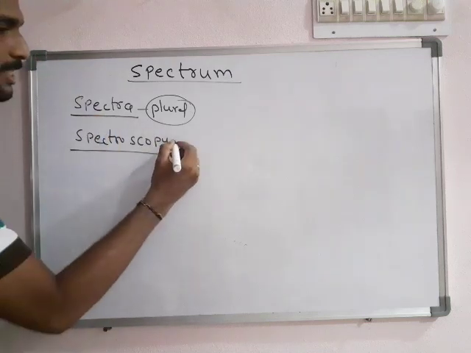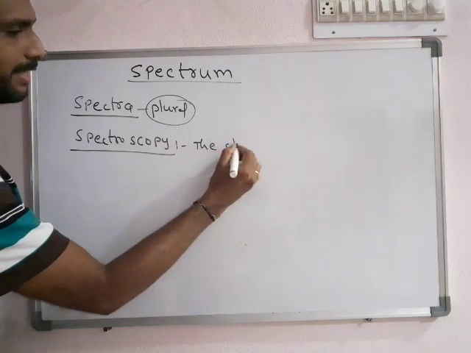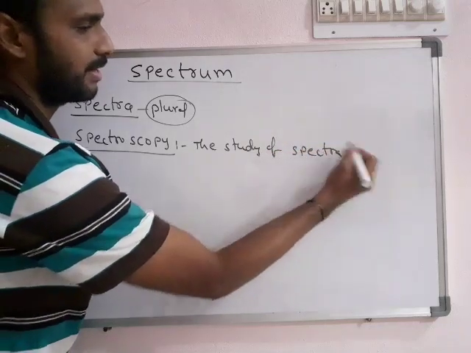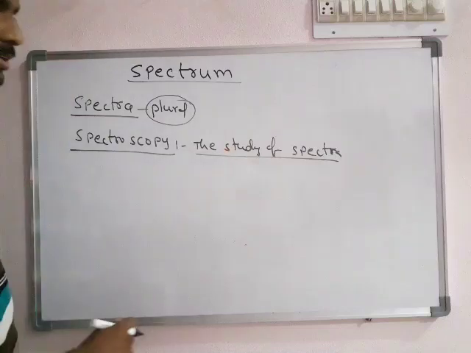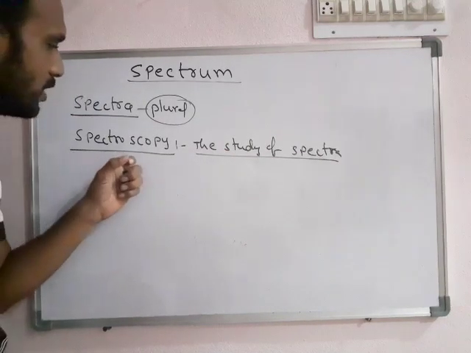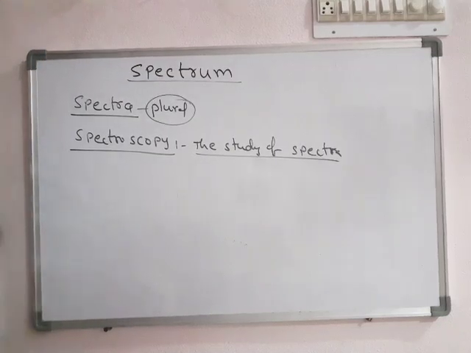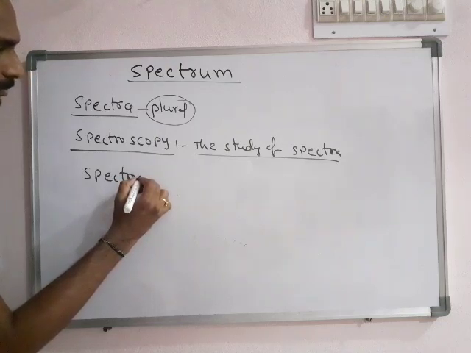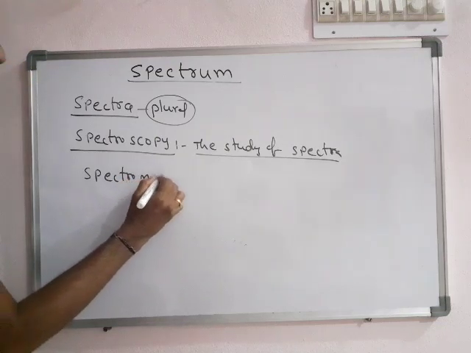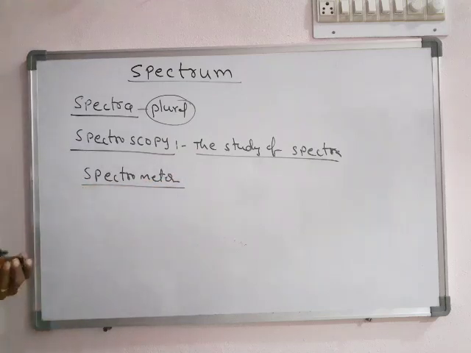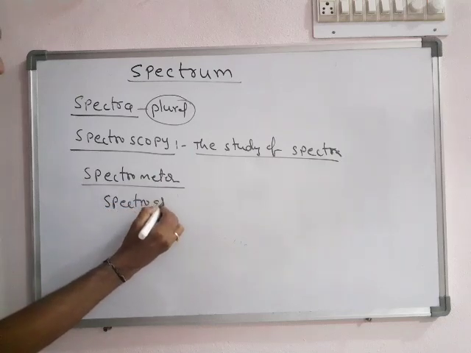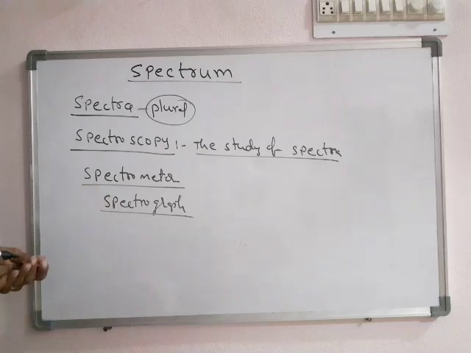Next, what is spectroscopy? Spectroscopy means the study of spectra of different elements. The study of spectra is called spectroscopy. Next, we also used to hear spectrometer or spectrograph.